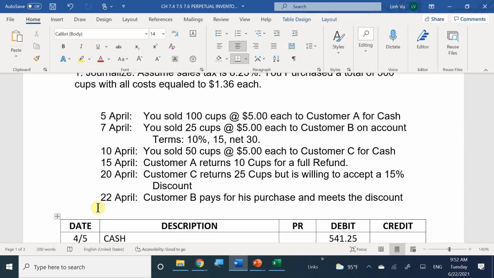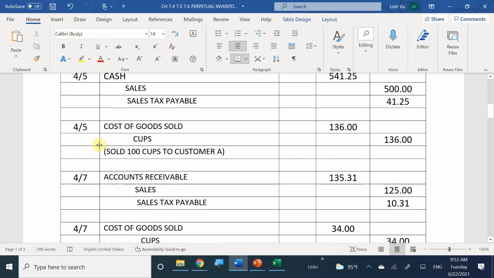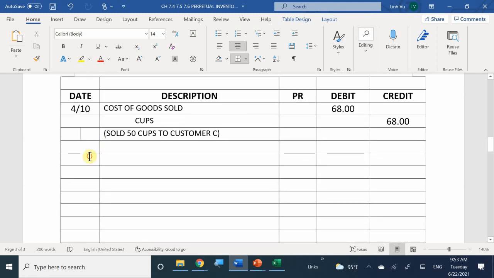Customer A returns 10 cups for a full refund. So customer A is returning 10 cups for a full refund. So how should we journalize this transaction? You're going to debit sales returns and allowances, sales tax payable, and then credit cash. Good, because customer A paid with cash, so we're going to refund them with cash.